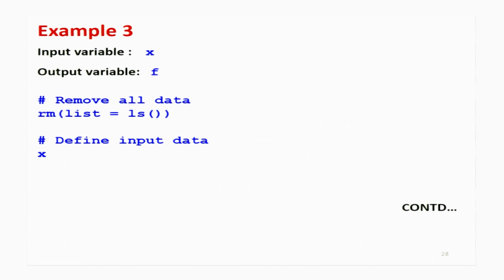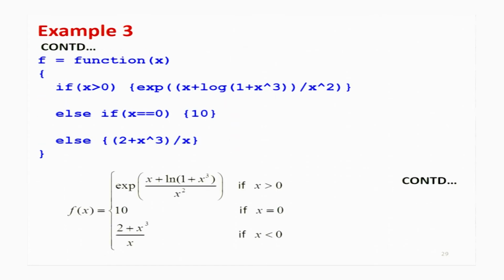So now by looking at this function, you can see very easily that you can use the if-else condition. For that, first you do the basic operation, remove all the data and define the input variable. Now in order to use the if-else condition, you know that if this condition is true, then this is going to be executed, and if x equals 0, then f(x) is going to be 10, and if both of them are not true, then whatever is left is going to be executed here like this.